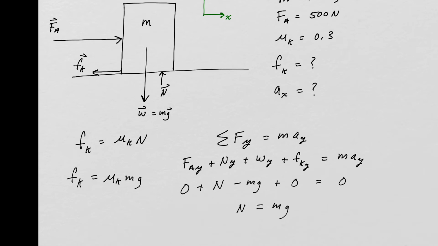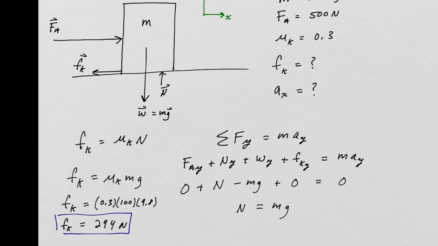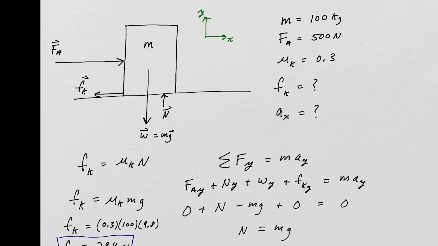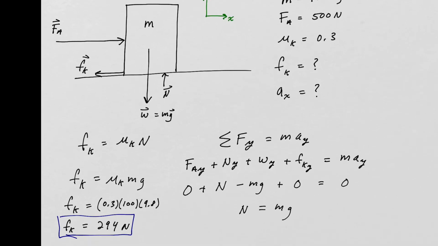So now we can answer our first question, right? I can plug in here. Mu k was 0.3, m was 100, and g is 9.8. And if you evaluate that, you're going to get 294 newtons. So that's Fk. Box that. That's the answer to the first question, right? So Fk is 294 newtons.